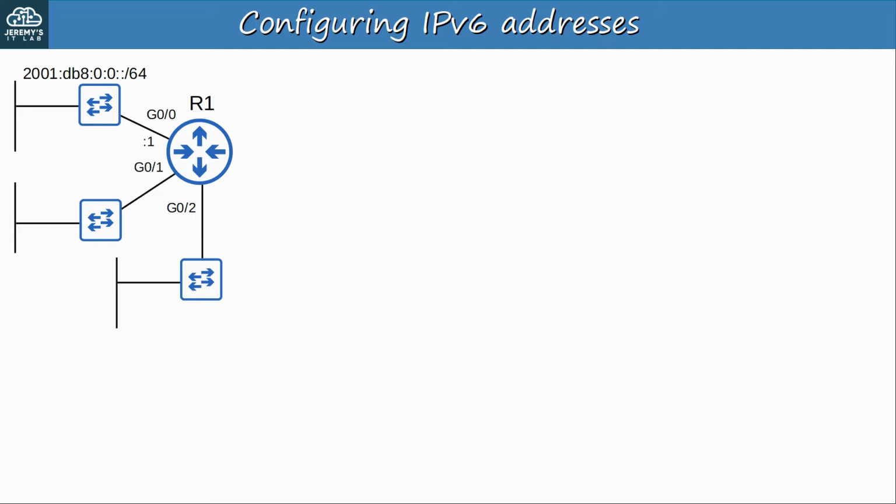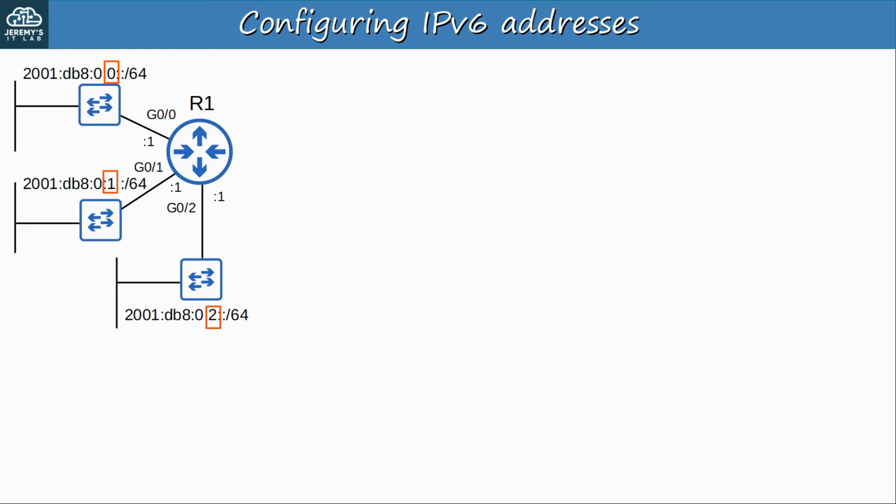2001:DB8:0:0::/64 on the G0/0 interface, 0:1::/64 on G0/1, and 0:2::/64 on G0/2. In this example, the company was assigned a /48 address block and is using the last quartet of the prefix to make different subnets. Just a side point.